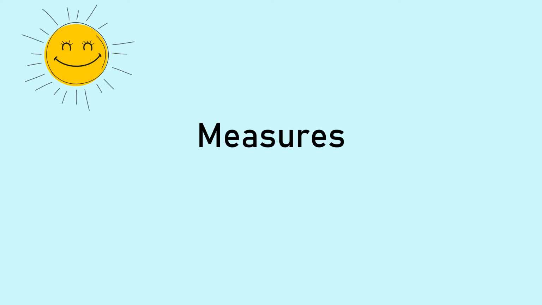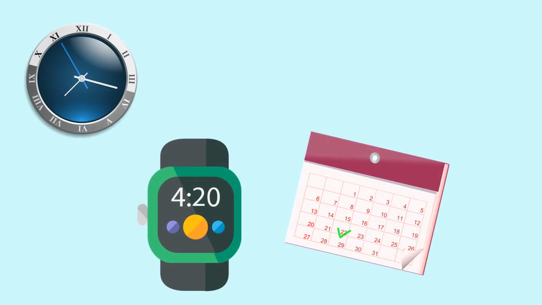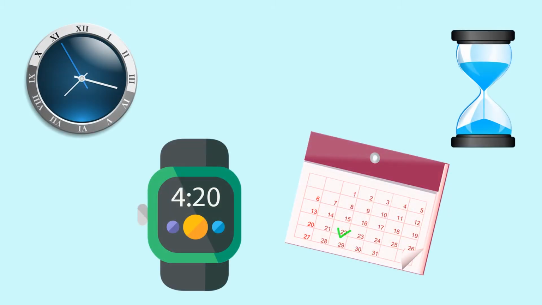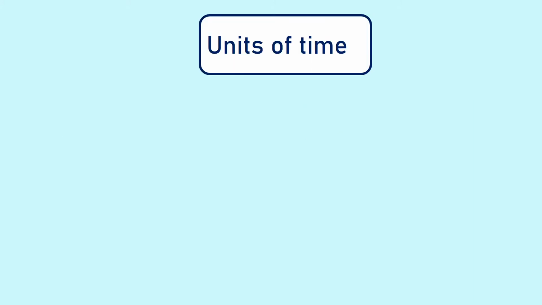Hi, this is another of our videos on measures. This time, there's a bit of a clue. We're looking at time. So we've got our clock, our watch, calendar, and even our sun timer or egg timer. So we're going to have a look at units.